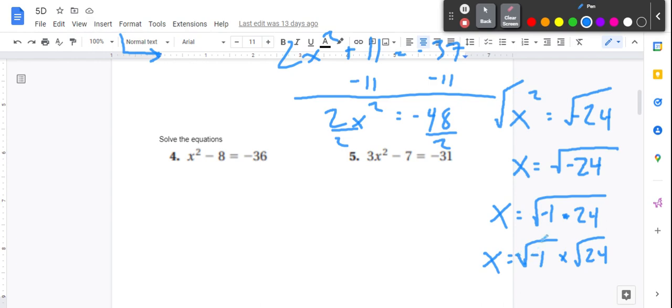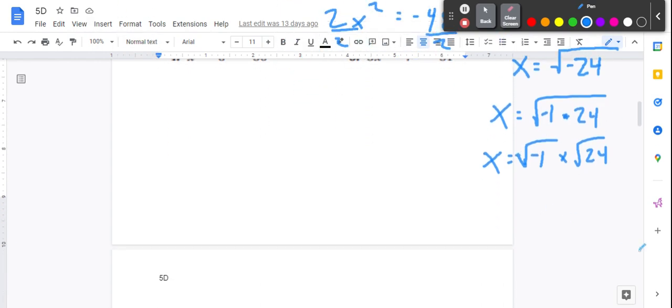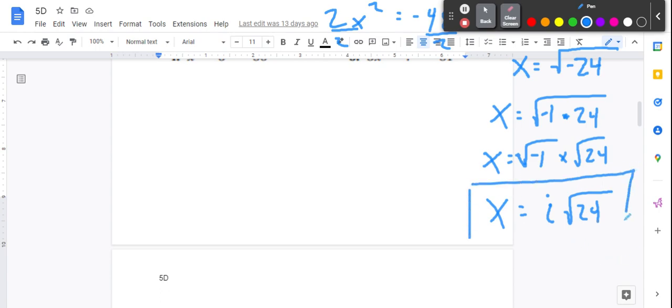Now, what's the square root of -1? Well, it's i. So x is really going to equal i times the square root of 24. So x equals i times the square root of 24.